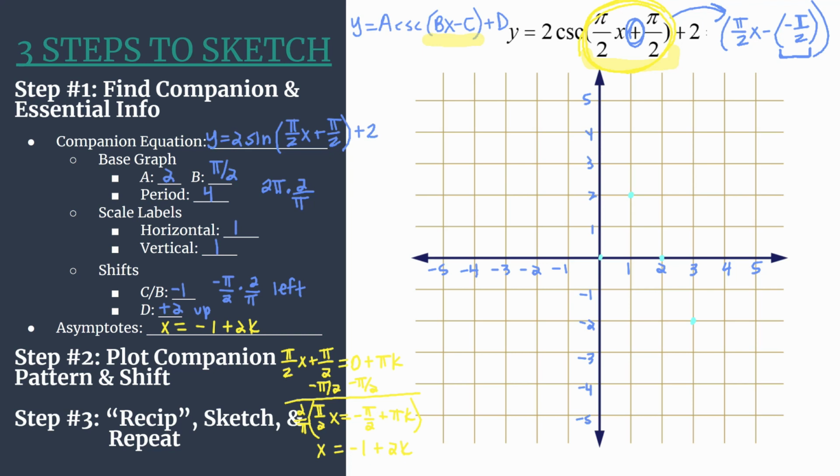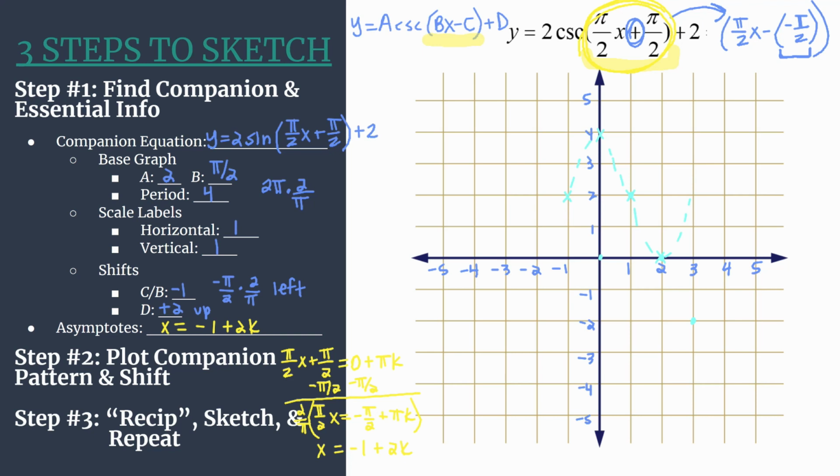So move left 1, up 2. Here's our next point. Take the maximum, move it left 1, up 2. The second x-intercept, left 1, up 2, marking over that original point, and then the minimum, left 1, up 2. So again, you can see I'll sketch in this shifted sine curve here. Okay, and now we're ready for step 3, where we sort of transition this into the reciprocal graph.